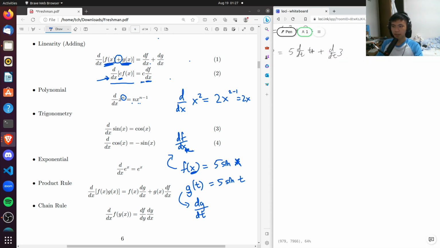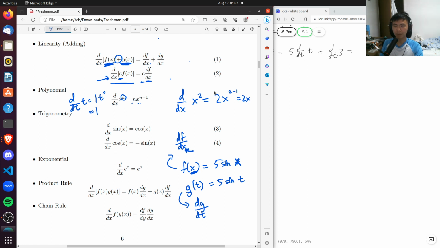Now t is a polynomial where the power is 1, so if we take d over dt of t, it's just 1 times t to the 0, which is just 1. So this is just 5 times 1, right, which is just 5, plus, what is 3? Where did 3 come in?